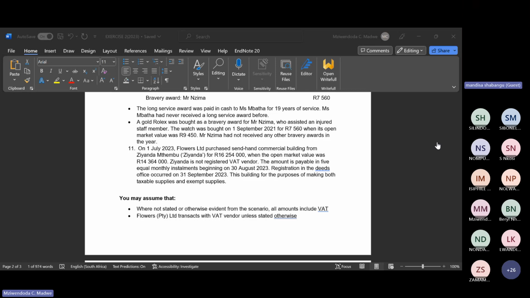So now here we are purchasing this building for both taxable and exempt supply. So the first thing here that you have to take into consideration is that you are purchasing second-hand goods.